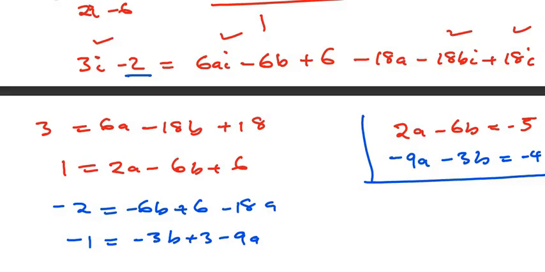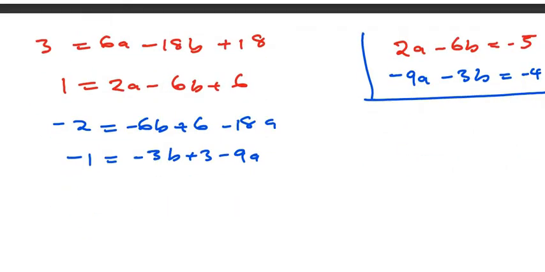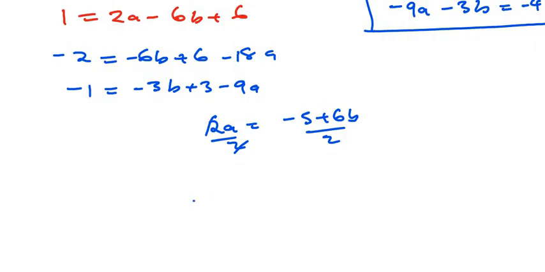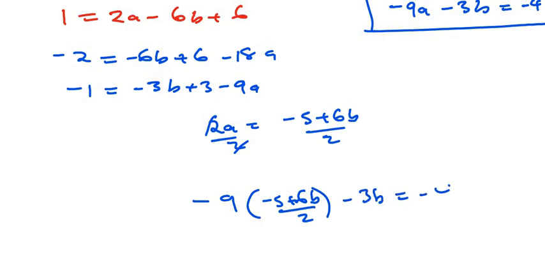So I'll multiply this equation by, we can use substitution here. So I can just use substitution, which is just us making a the subject. So we're going to have 2a is equal to negative 5 plus 6b, then divide by 2. So this is just going to give us a is equal to that. We replace it there. So now we're going to get negative 9 times negative 5 plus 6b over 2.